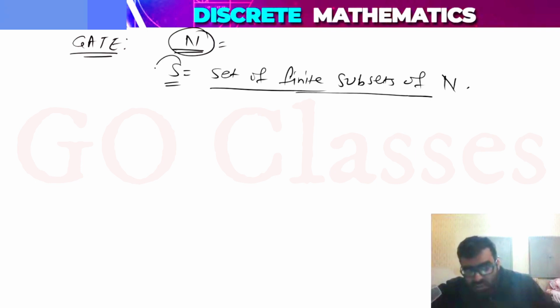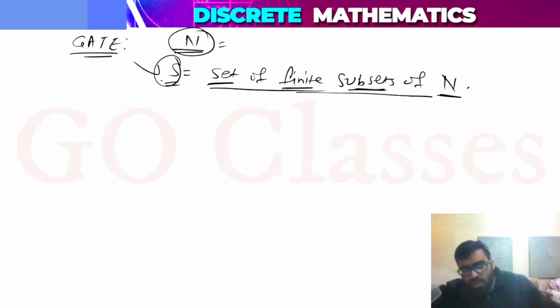Now this S is actually countable. Remember, this S is not 2 power N. Why? Because 2 power N will also contain infinite subsets of N. But what I am taking is the set of finite subsets of N. Now this set S is countable.